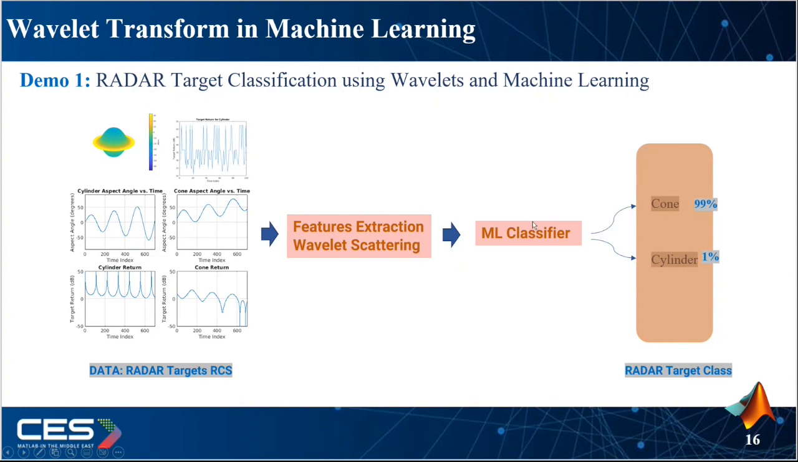Then we will feed this data or this feature to a machine learning model, a classical algorithm, and we will have two classes. We'll have the class of the targets. It's like recognizing which target we have here. This is just an example showing that the target is a cone.